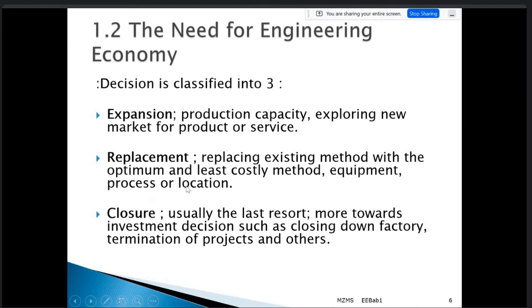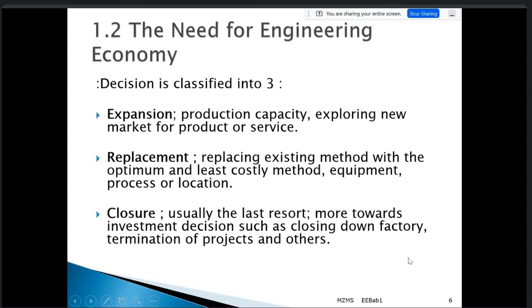For example, in UTM, for almost 2 years we didn't work in our office, so a lot of machinery has to be replaced. We have to recover and do the maintenance for the equipment. Because if we don't use the equipment, the wear and tear becomes faster. Then closure, usually the last resort, more towards investment decisions such as closing down factories, termination of projects and others. So some companies also conduct engineering economy to close down the factory.